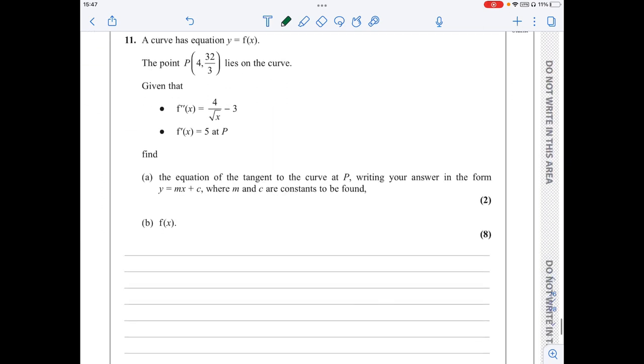Question number 11. The curve has an equation y equals f of x. The point P (4, 32 by 3) lies on the curve, and f double prime x equals 4 upon root x minus 3. f prime x equals 5 at P. Find the equation of the tangent to the curve at P and also f of x.